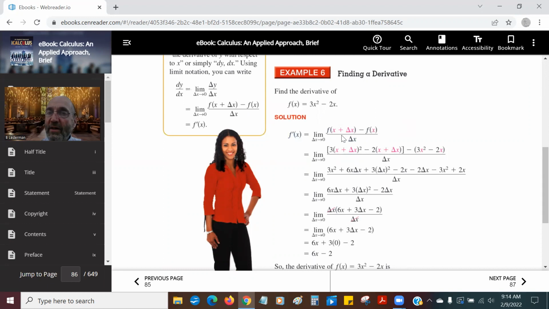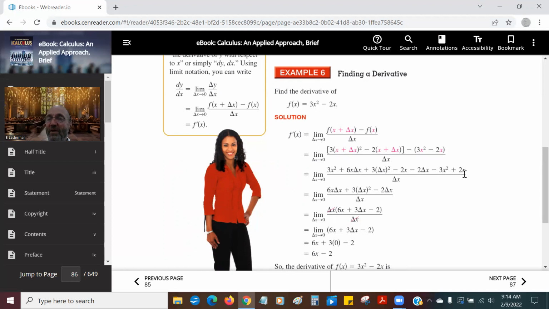And now you just have to apply the actual function. So the function at x plus delta x is 3 times x plus delta x squared minus 2 times x plus delta x. And then minus f of x, which is 3x squared minus 2x. So we're subtracting the whole thing. So this becomes, if I expand it all out, 3x squared plus 6x delta x plus 3 delta x squared minus 2x minus 2 delta x minus 3x squared plus 2x. Notice that the 3x squared and minus 3x squared cancel. The minus 2x and the plus 2x cancel.